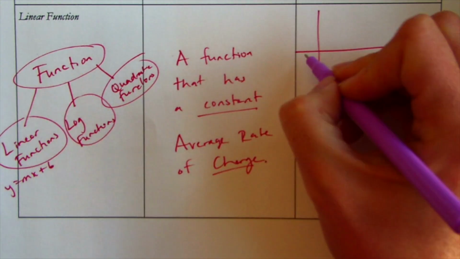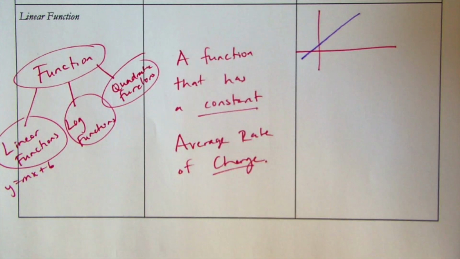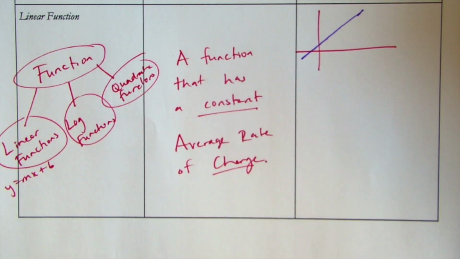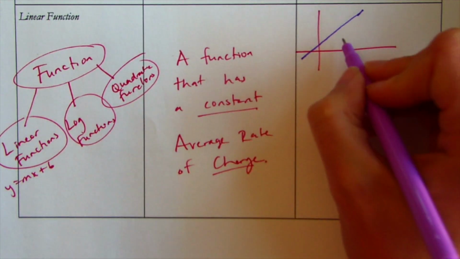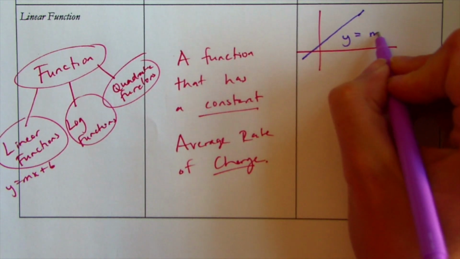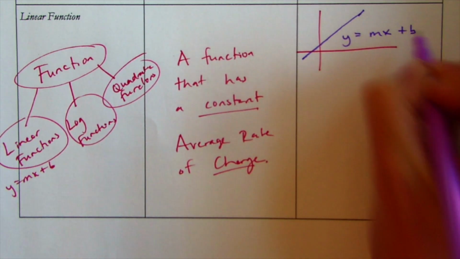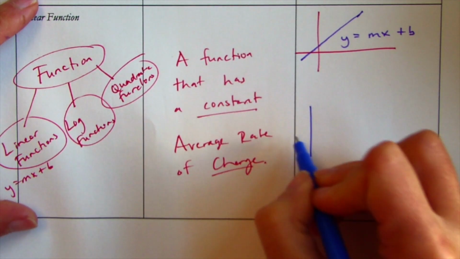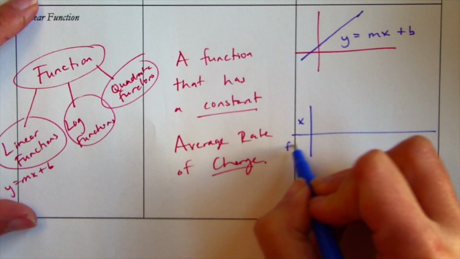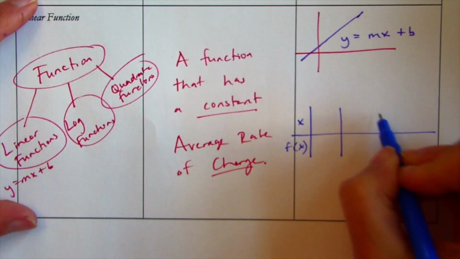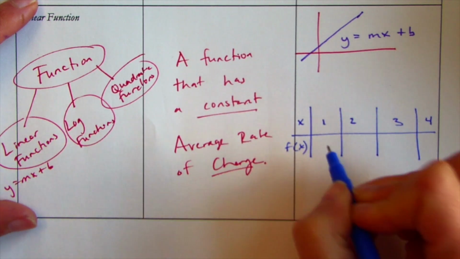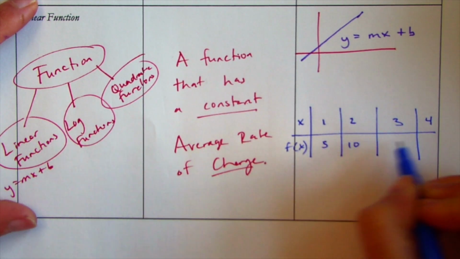So an example of what a linear function might look like in a graph: a linear function would look like a straight line with a constant slope. Again, the equation y equals mx plus b, which we'll talk more about in a second. In a table, again, let's do input and output. Say this is 5, 10, 15, 20.